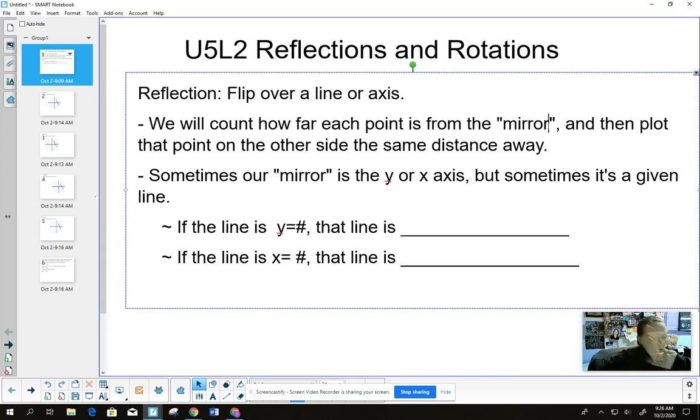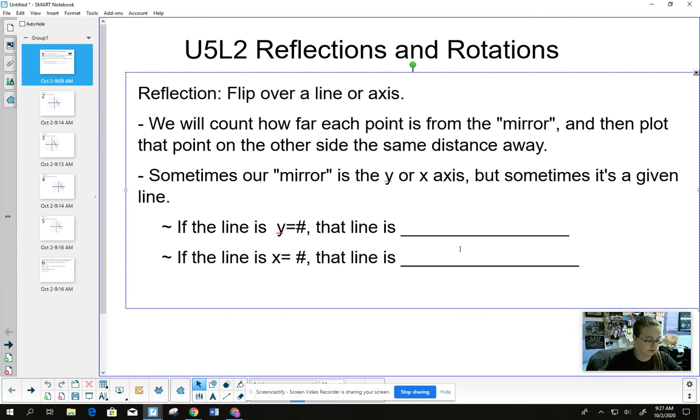The closer you are, your image is right there. The further away you are, your image looks further away. So we're going to count how far away our picture, our graph, is from this mirror and flip it over that the same distance away. Now, sometimes the mirror is the y or the x-axis. We're trying to reflect over the y or the x-axis. However, sometimes it's a given line and we need to refresh this.